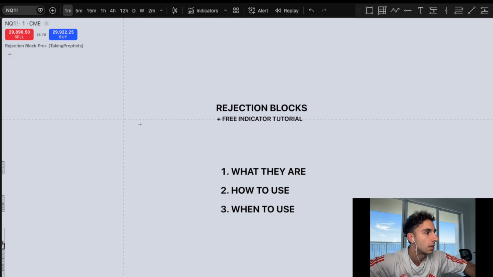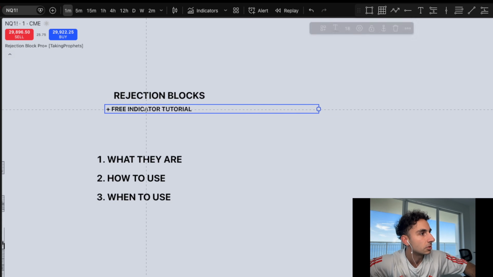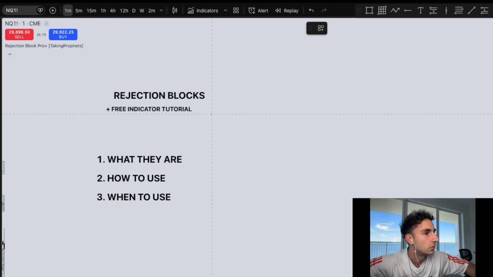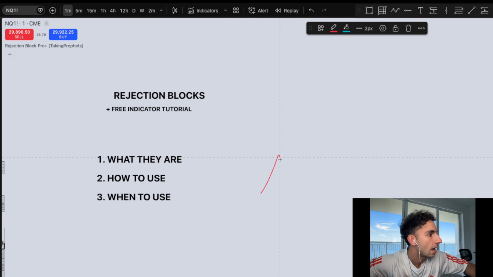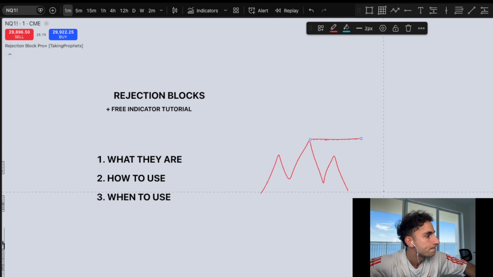So, what are rejection blocks? Rejection blocks are essentially just very long wicks that do something very specific. Say we have some price action like this, and we have this level of buy side liquidity up here, liquidity resting right here. This is going to be hard to draw the way that I drew it, so we're going to make a pivot.